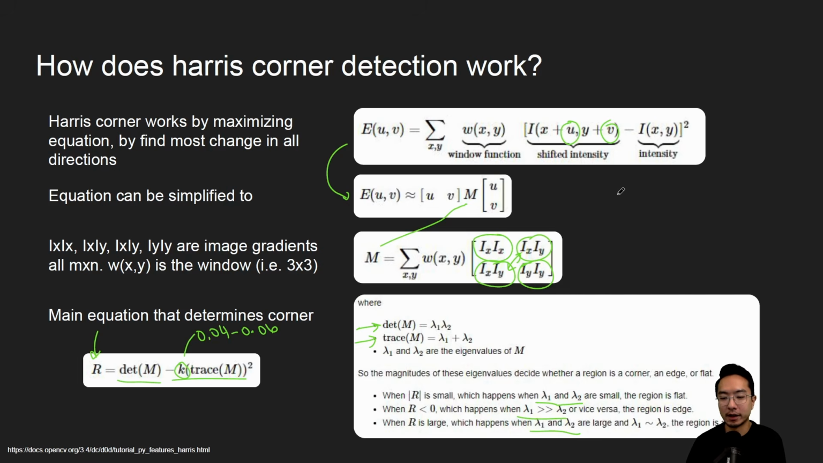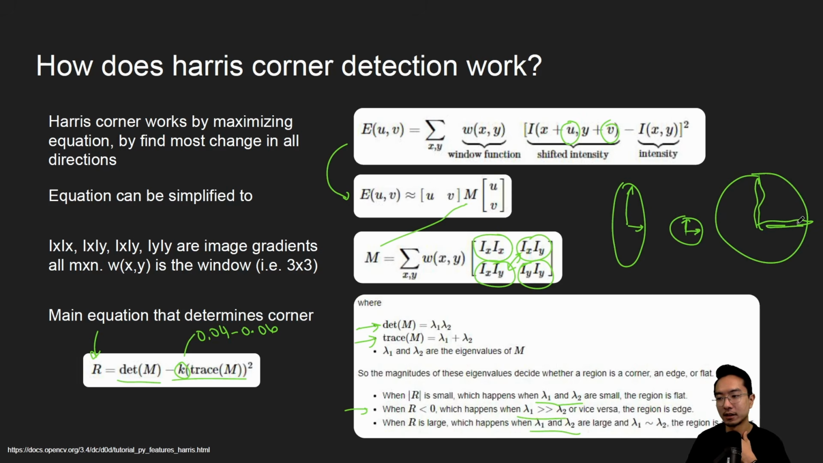So the idea with eigenvalues is, if you have a distribution that looks like this, then you have one big eigenvalue and one small eigenvalue. So that's this case, and that typically would correspond to an edge. If both eigenvalues are very small, then that could be flat. And if everything is large, then most likely you have some distribution that looks like this, and that would correspond to a corner.